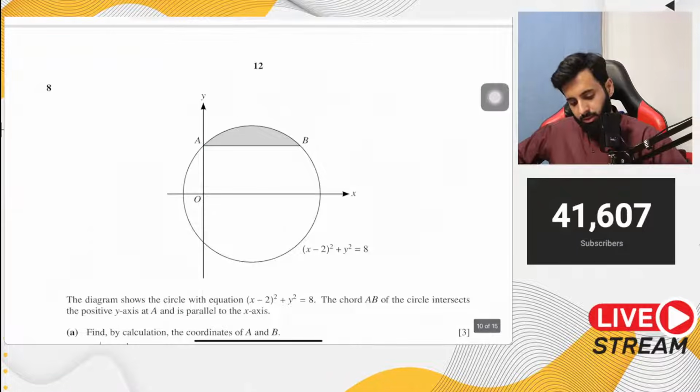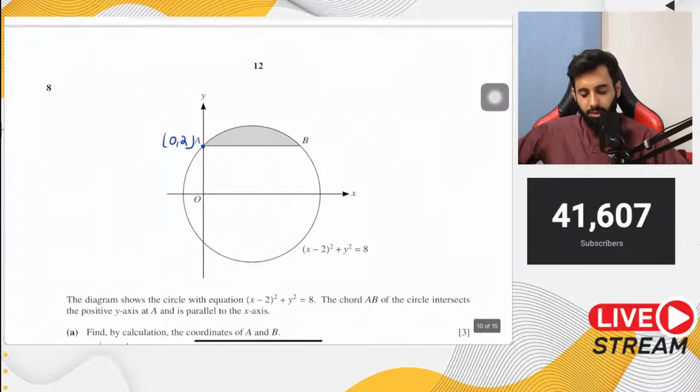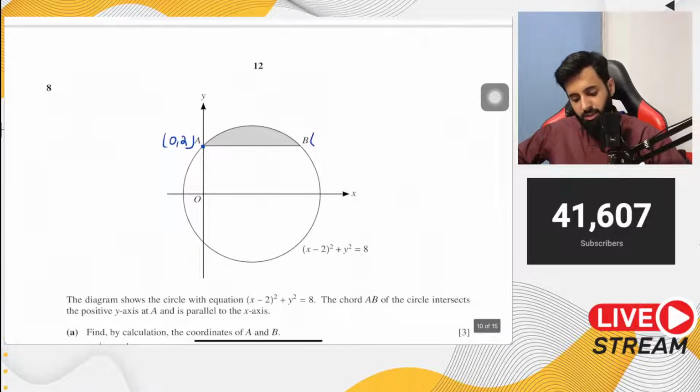As you can see, A is above the x-axis, so definitely it's going to have coordinates 0, 2. Now, since AB is a horizontal line, one thing that we can say for sure is that whatever the x-coordinate may be, the y-coordinate will be 2. Why? Because it's on the same horizontal line.